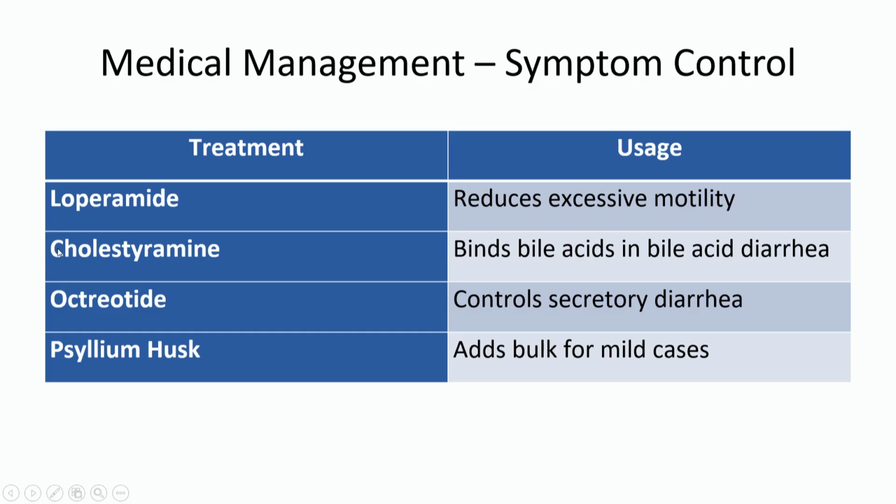So medical management, these are the names of the medicines. Loperamide reduces excess motility. If motility is very high, it will be reduced by loperamide. Cholestyramine binds to bile acid in bile acid diarrhea. If the bile is produced more, it binds it and doesn't allow diarrhea to be created. Octreotide controls secretory diarrhea. And psyllium husk, that is isabgol, adds bulk for mild cases.